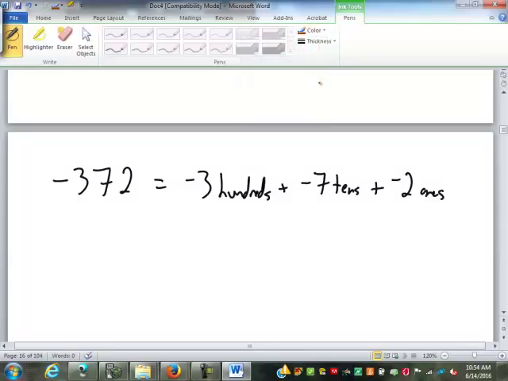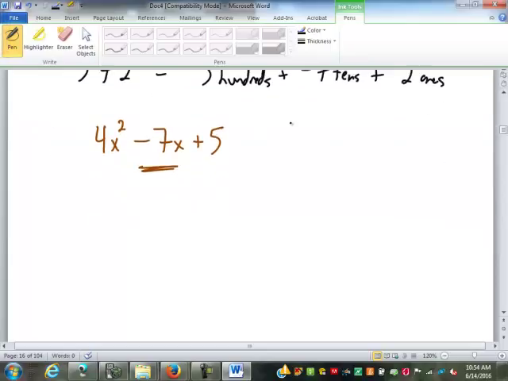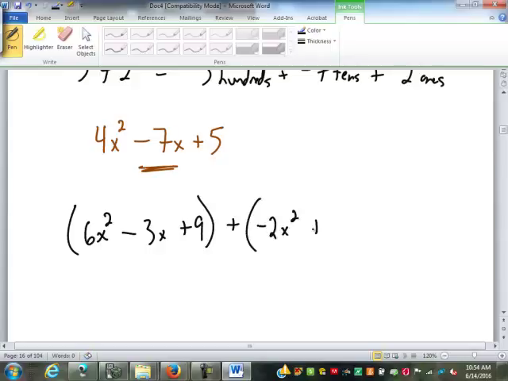For algebraic numbers, it's possible to have individual digits positive or negative. We could have 4x squared minus 7x plus 5. So you can see that only that middle digit's negative. The other two are positive. Because of that, it makes working with algebraic numbers a little bit more difficult because we have to worry about negatives. We might have 6x squared minus 3x plus 9 plus a negative 2x squared plus 7x minus 12.